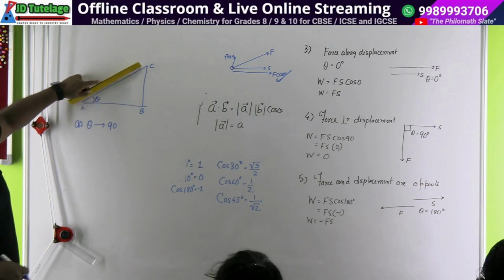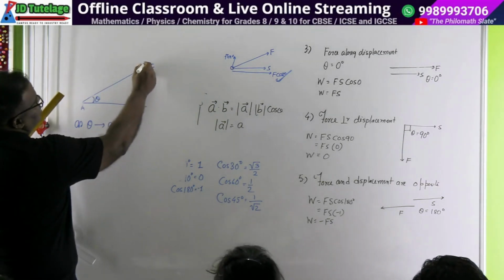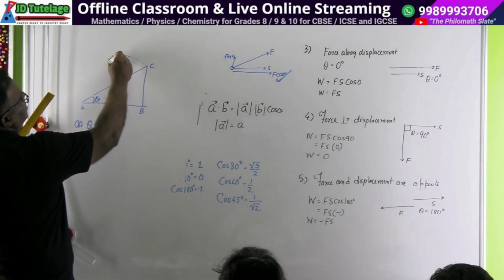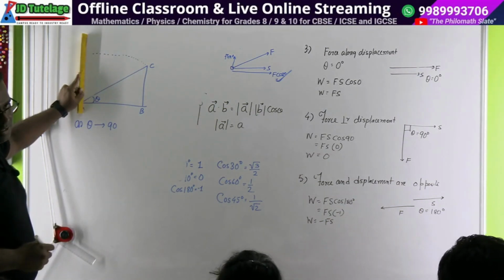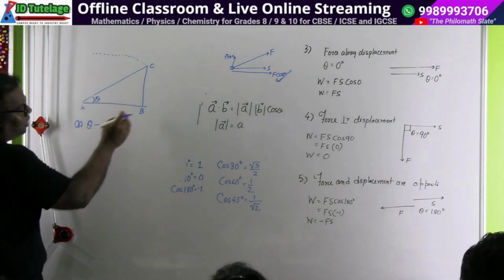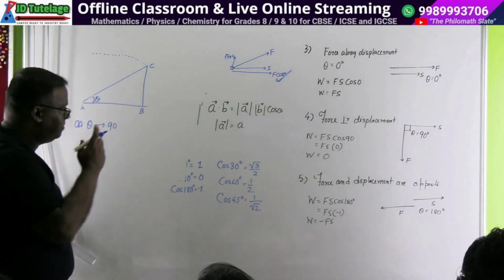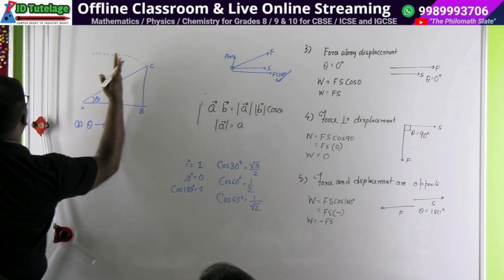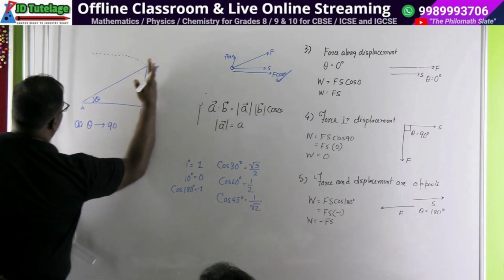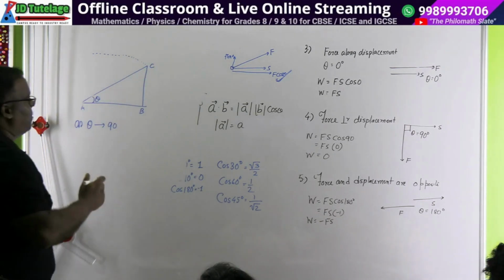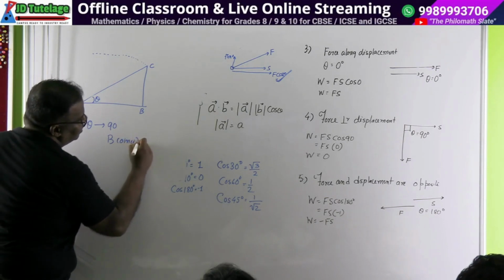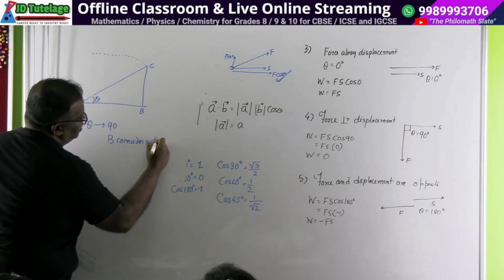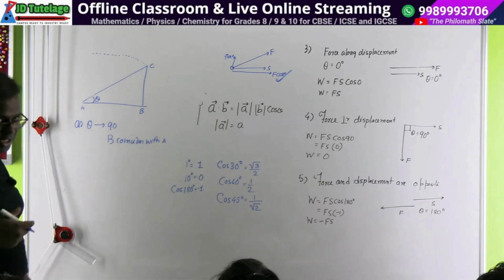look at C, where is C coming? C is slowly coming here. C comes here. As theta tends to 90 degree, what about B? This thing is shifting this side. BC is shifting this side. B coincides with A. This is your imagination.